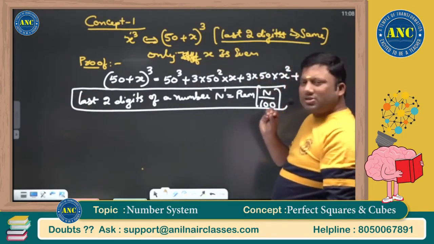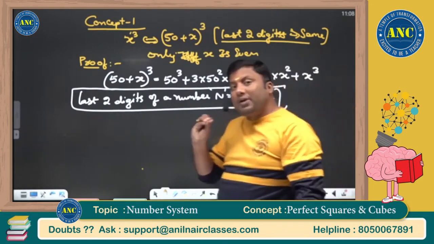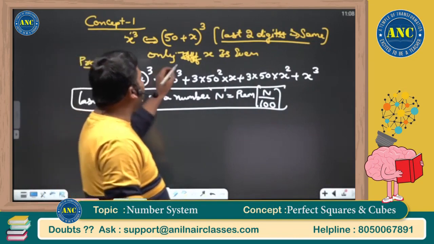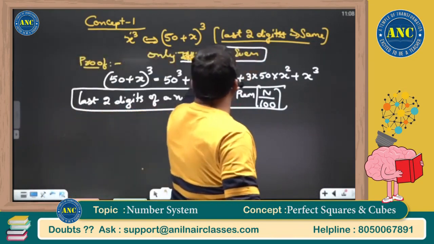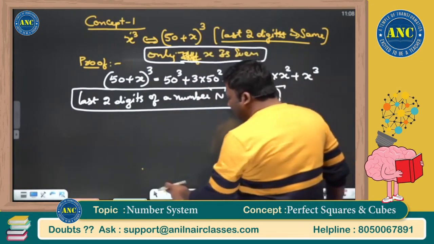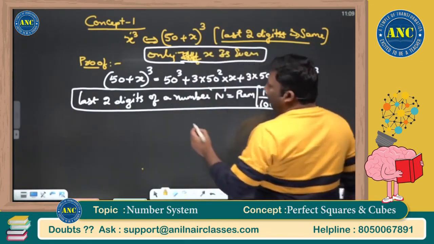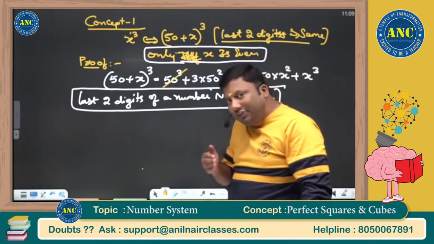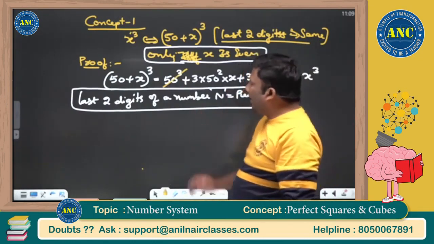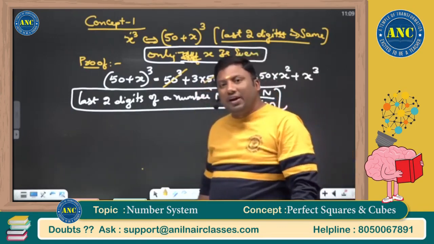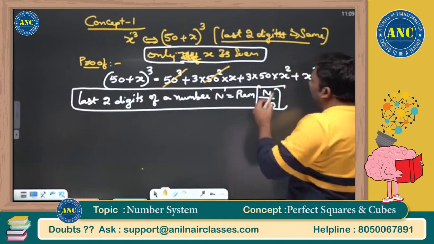Now, what am I saying? x cube and 50 plus x whole cube: the last two digits will be the same, only if x is even. If you observe carefully here, 50 cube is perfectly divisible by 100. 50 into 50 into 50 is divisible by 100. 50 square is 2500, which is also divisible by 100.